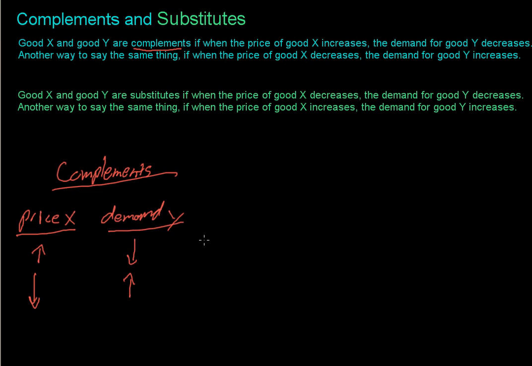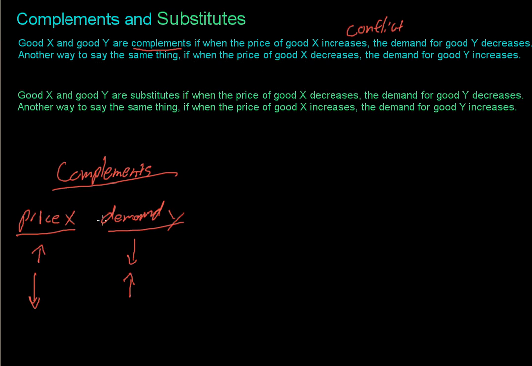So the way that I remember how this relationship works is that complements start with a C, and that's the same as conflict. So the demand for good y moves in the opposite direction of the price of good x. Now what complements really are is they're two goods that go together, that you have to have together. So one common example is a hot dog and a hot dog bun.